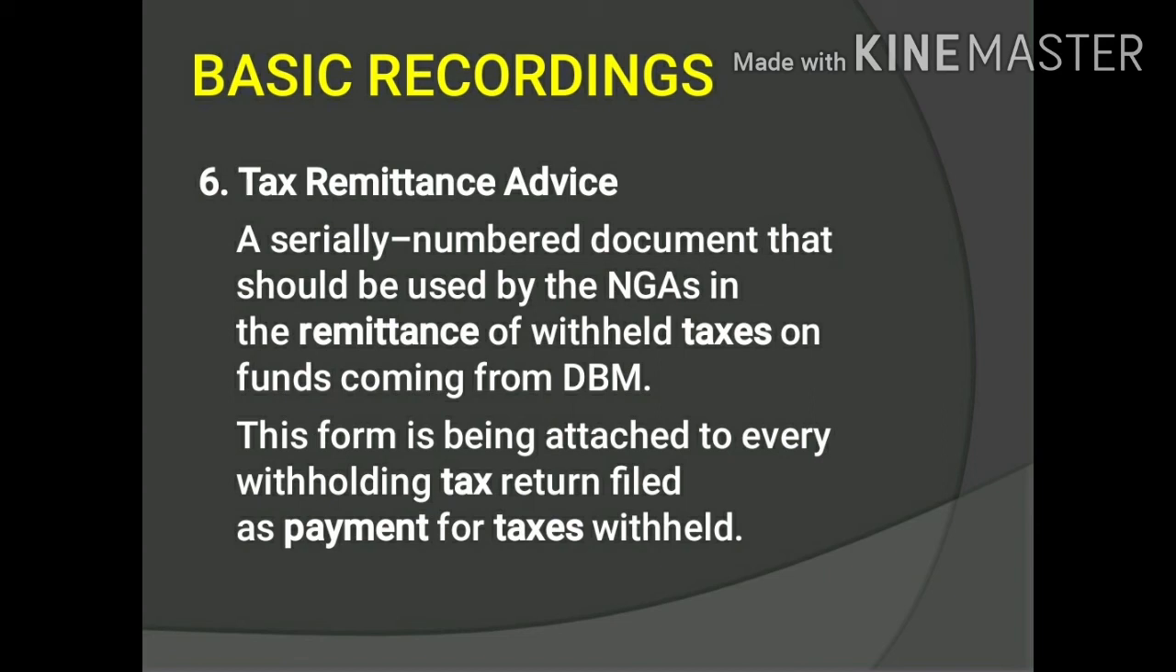It is also used to recognize in the books of BIR and BOC the constructive receipt of tax revenue and customs duties, and in the books of Bureau of Treasury, BTr, the constructive receipt of taxes and customs duties remitted. The use of TRA is necessary in order for the BIR to record the taxes as its income and for the BTr to record the withholding agency's disbursement authority as subsidy.